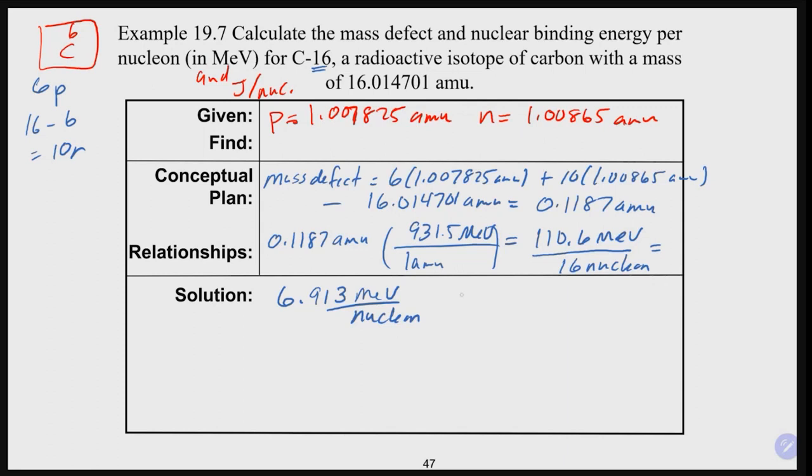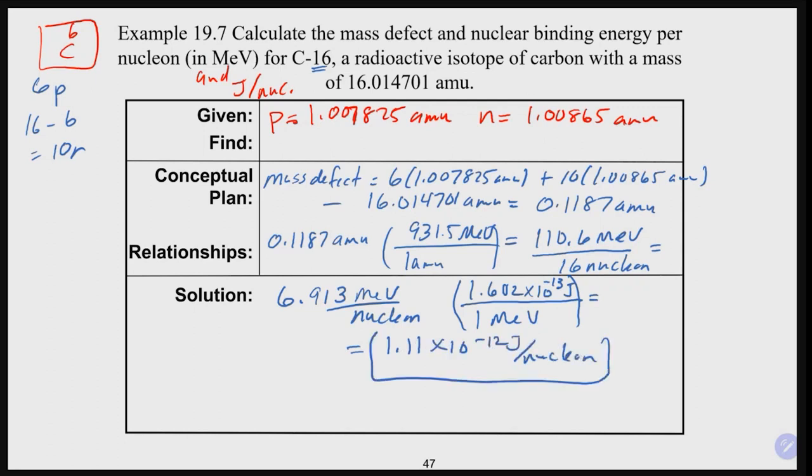Once I have it here, since we're looking for joules as well, I'll just convert it out from here. In this case, 1 mega electron volt is 1.602 times 10 to the minus 13 joules. And that's the conversion we saw on the other page. So if I do that, it's going to give us approximately 1.11 times 10 to the minus 12 joules per nucleon. And this guy. Any questions on either of those?